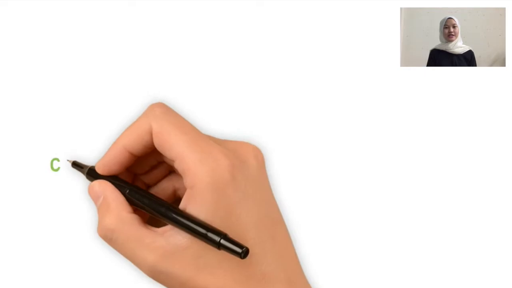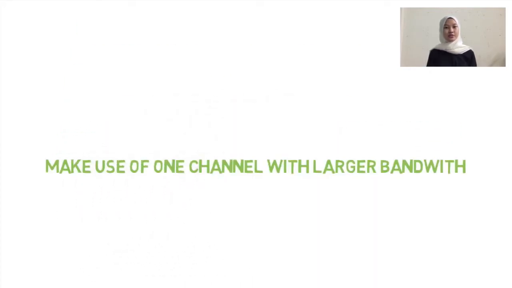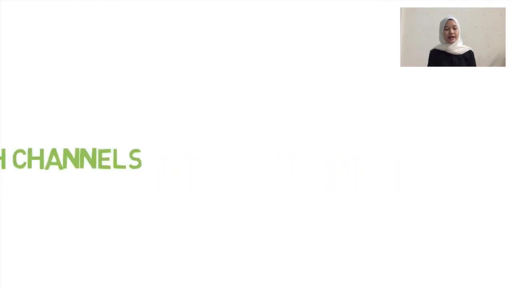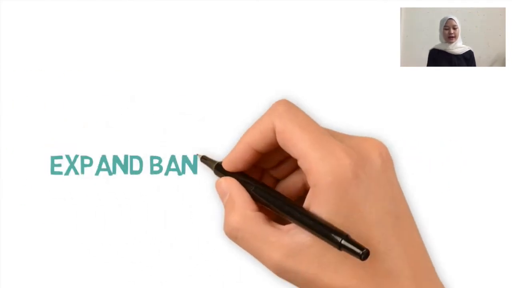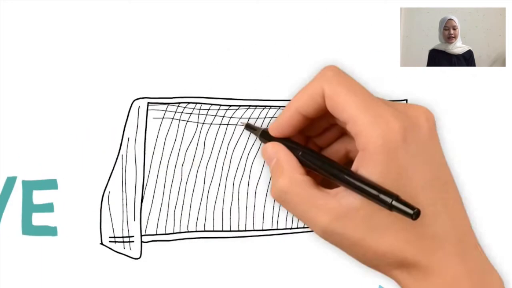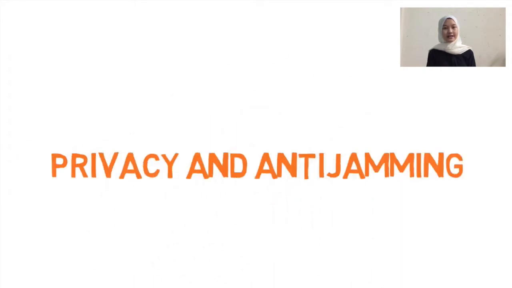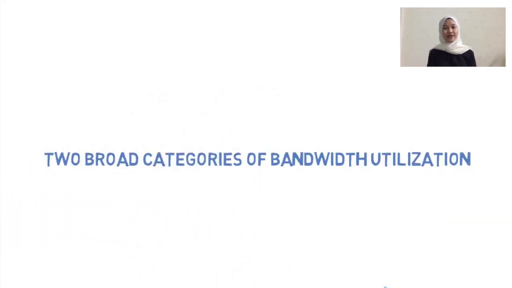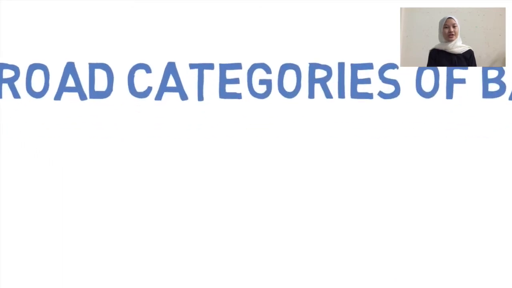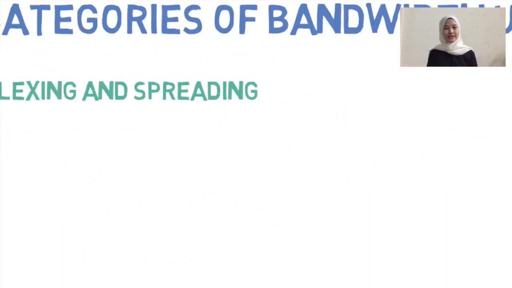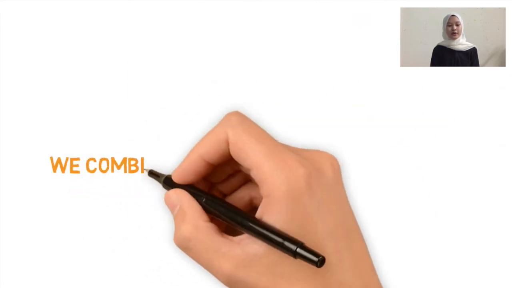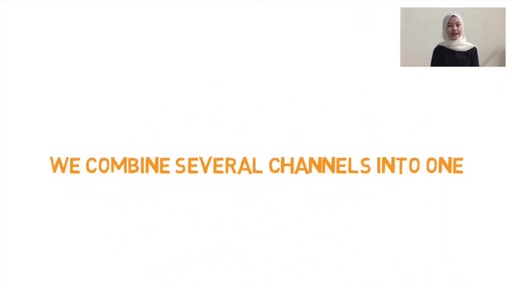Sometimes we need to use several low bandwidth channels to make use of one channel with a larger bandwidth. And sometimes we need to expand the bandwidth of a channel to achieve goals like privacy and anti-jamming. I will explain the two broad categories of bandwidth utilization, which are multiplexing and spreading. In multiplexing, our goal is efficiency. We combine several channels into one.